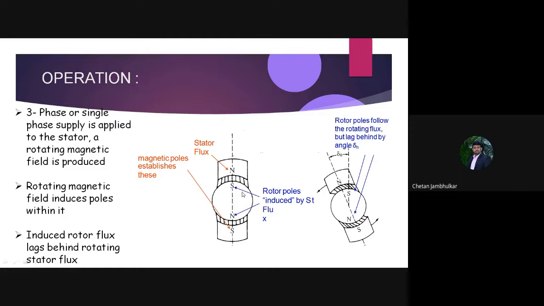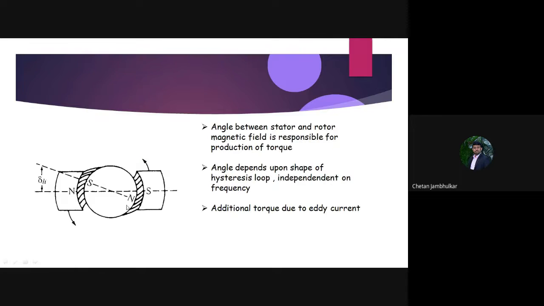With the help of this, the rotor will be rotating. The rotor poles follow the rotating flux, but lag behind by an angle delta H. This angle delta H appears due to the poles. The rotating magnetic field induces poles within the rotor, and the induced rotor flux lags behind the rotating stator flux. The angle between the stator and rotor magnetic fields is responsible for the production of torque.